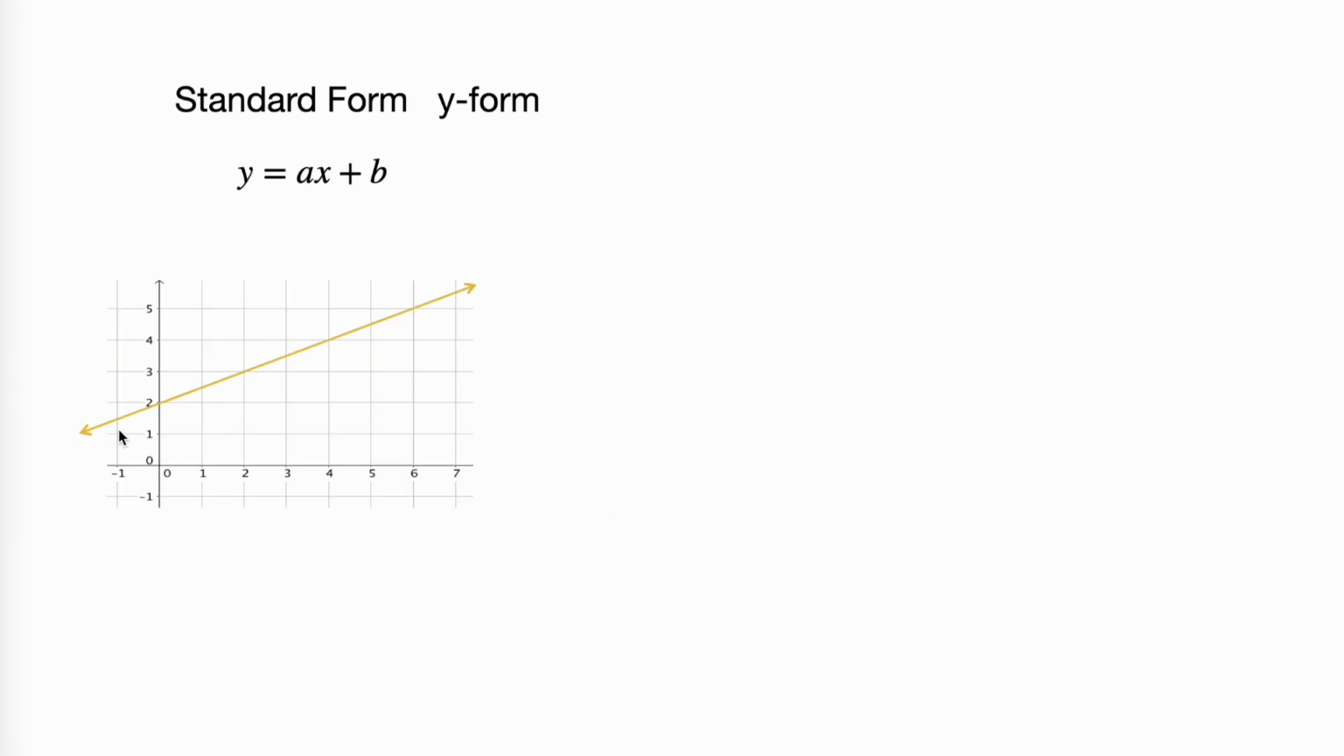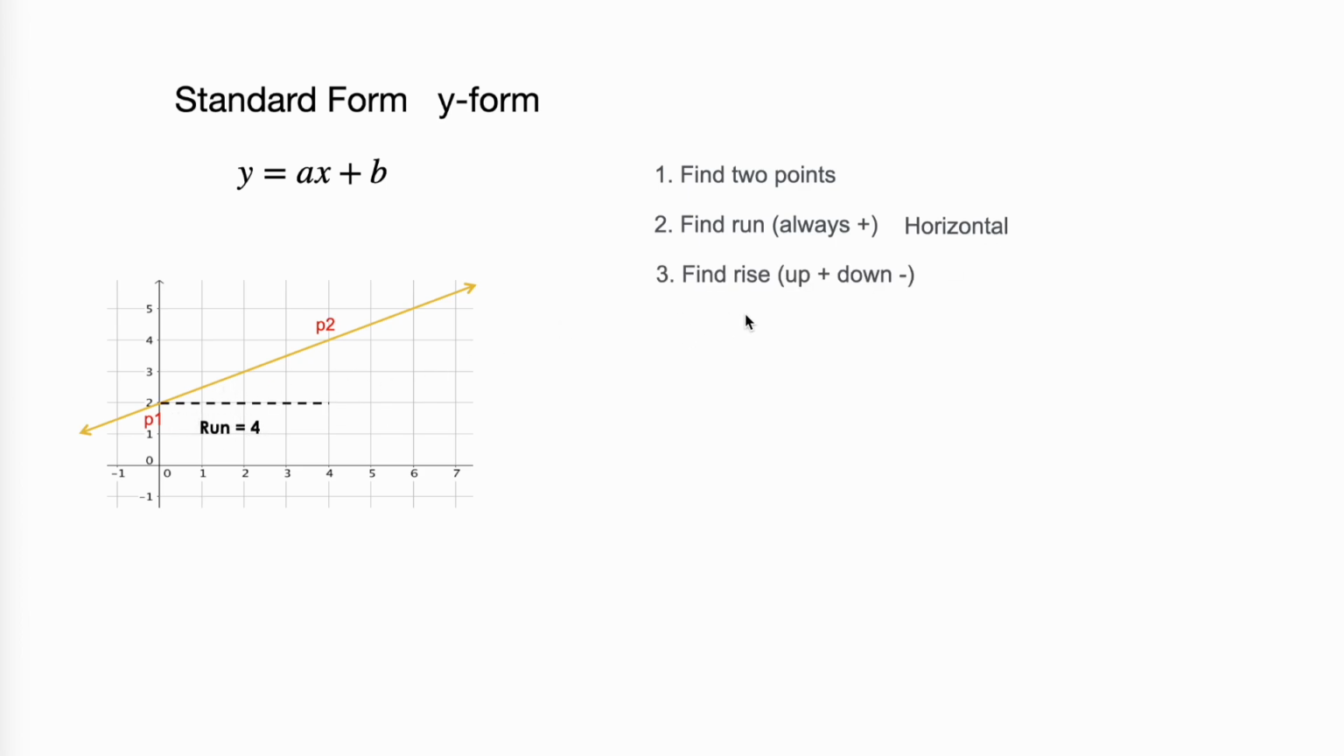Here we have a line. Step 1, find the 2 points. I'm going to call this point right here, point 1, and this point, point 2. Then you want to find the run. The run is always positive. It's easier to think of it that way. This is the run from point 1 to point 2. It is the horizontal distance between your 2 points. The run is 4. And then we're going to find the rise. The rise is either up or down. If it's up, it's a positive value. If it's down, it's a negative value. This is always vertical. This is the rise. Rise in this case is 2.